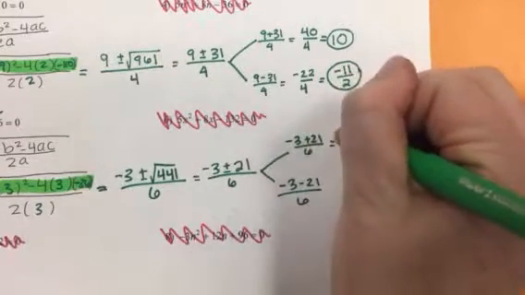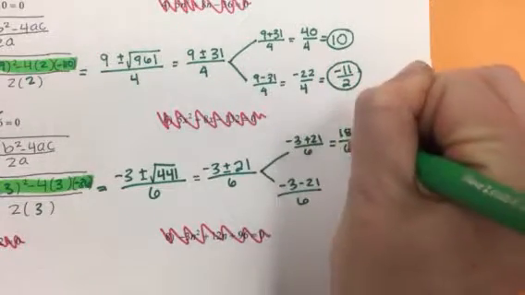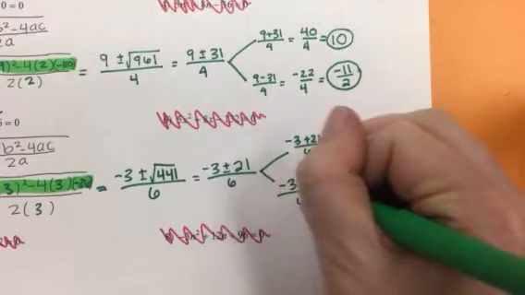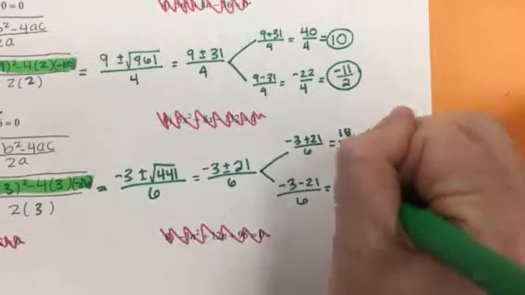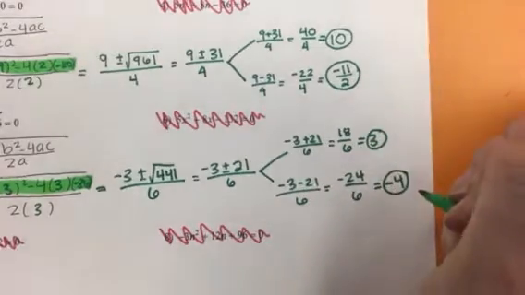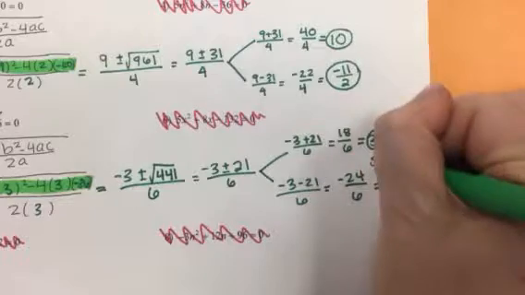-3 plus 21 is 18 over 6, which equals 3. -3 minus 21 is -24 over 6, which equals -4. And those are our solutions.